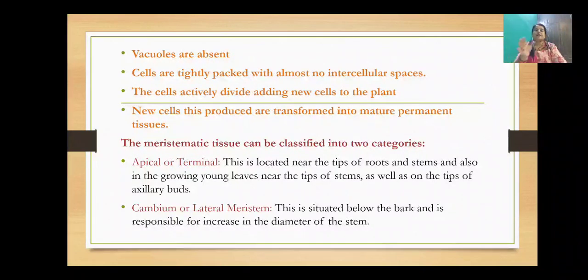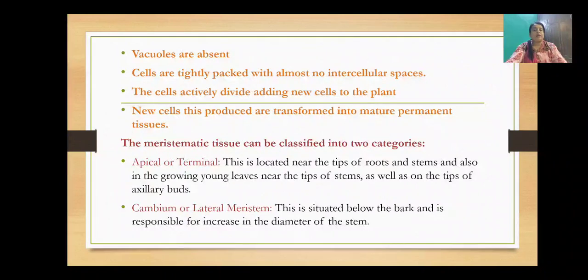The buds form in the axil of the leaf, right? So between the leaf and the stem, the axil is formed, and the buds grow there. So this growth, wherever in the tips of the root or the shoot or the stems, the apical meristematic tissue is responsible for it.